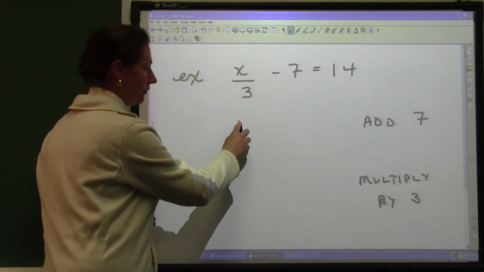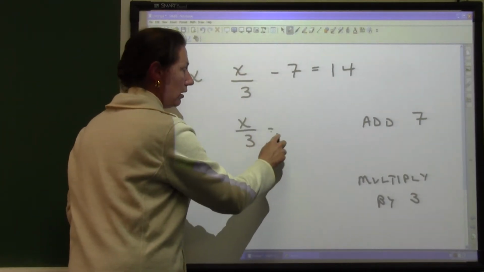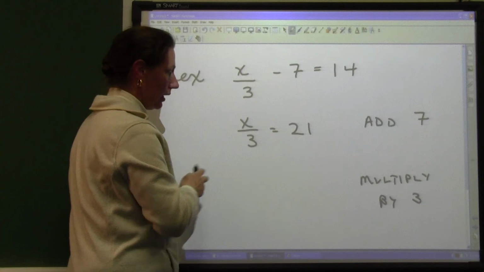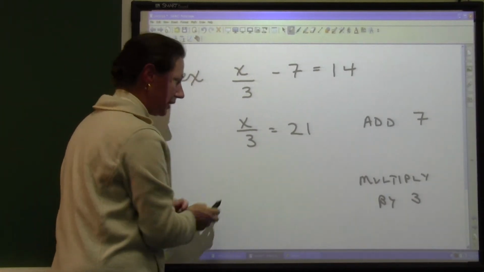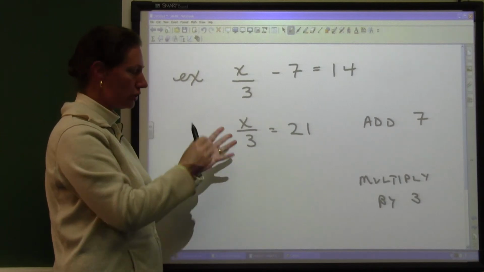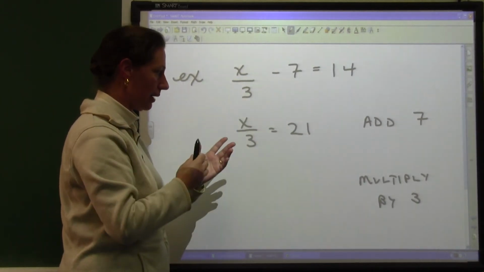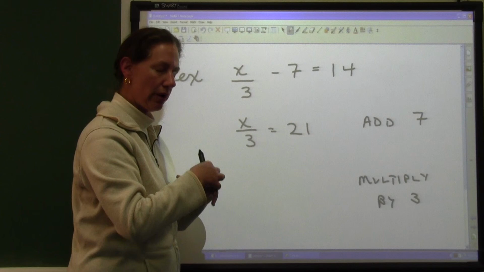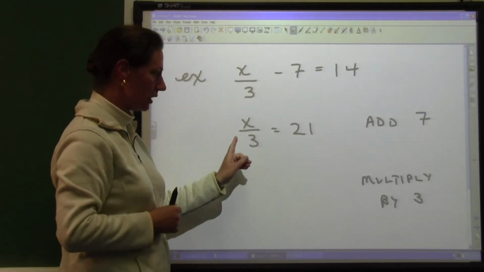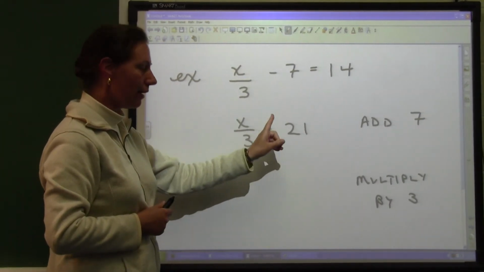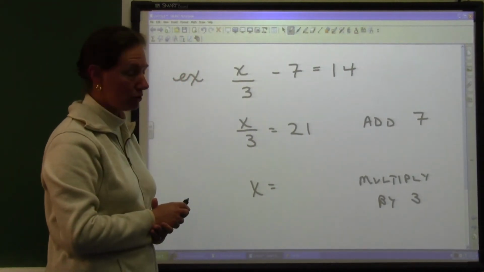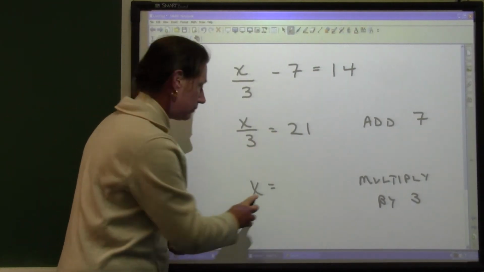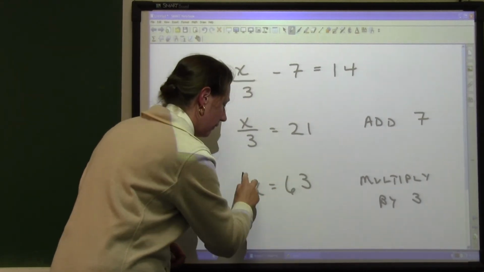Here, when we add 7 to each side, we get x over 3 equals 21. Now, because x is divided by 3, we need to multiply by 3. It's very tempting for students to just put the numbers together in their mind and say, oh, I see a 3 and a 21, the answer must be 7. No, you need to think logically about this. You have to multiply each side by 3. And when you take 21 by 3, you're not going to get 7. 21 times 3 is 63.